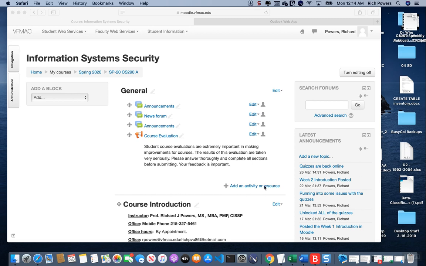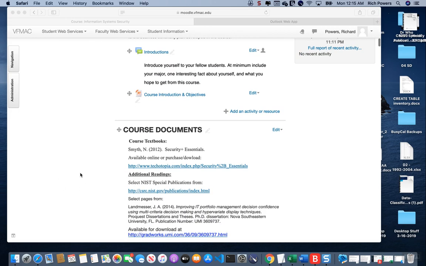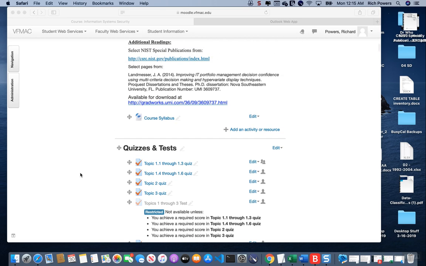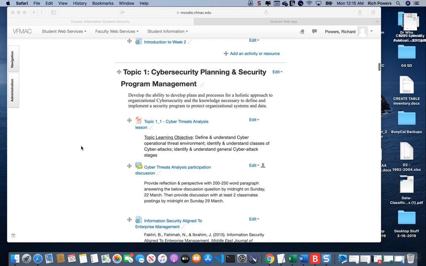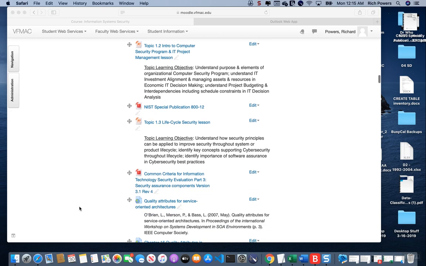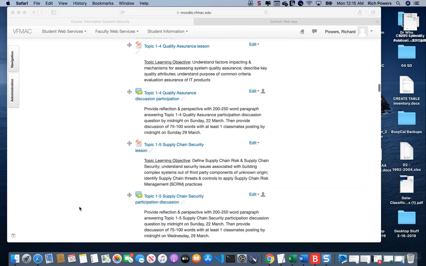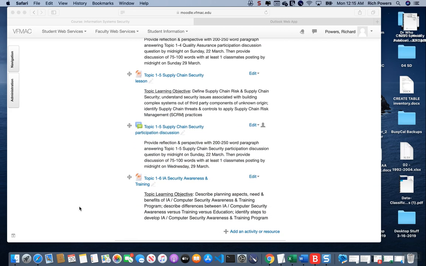All right, so what we're going to focus on. Where we're at right now in the class is we've gone through this first section, the planning and security program management. It's a big area, with a lot of material, so it took us 2 weeks to work our way through it. We have mapped out a starting point for the contents of a security program.